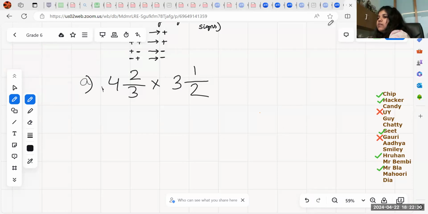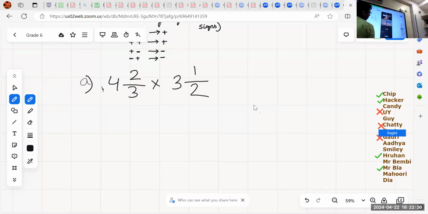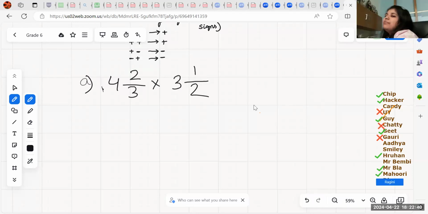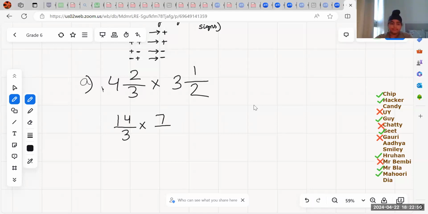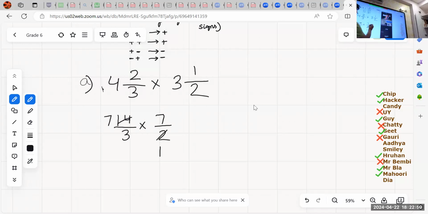All right, let's see. So, Smiley, send your answer. So it will be 14 by 3 multiplied by 7 by 2. So 2 ones are 2, 2 sevens are 14, 7 times 7 is 49 upon 3. So when you simplify it, you will get 16 1 by 3.